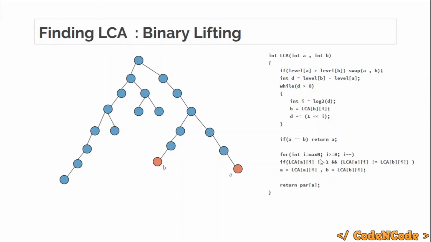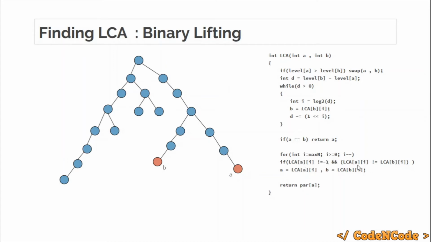So the 2 raised to power second parent of A and B exists, so this condition is true. But the 2 raised to power second parent of A and B are the same, so this condition is false, so we won't update A and B again. Now I would decrease again, I would become 1. The 2 raised to power 1 parent of A and B exists. Yes, it exists, so this condition is true.